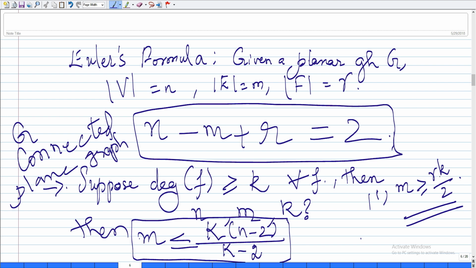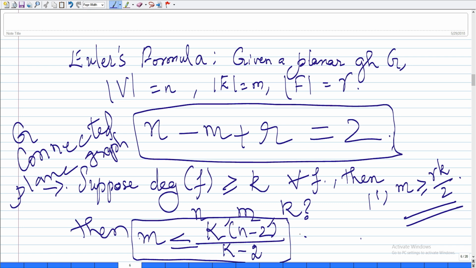This could be a check for you if you are given n and m, and you also know that the degree of every face has to be greater than or equal to 5. Then can I check whether the graph is planar or not? If it violates this condition, obviously one of the conditions above is violated. Therefore, we can immediately conclude that the graph could not be a planar graph, the contrapositive of this condition.